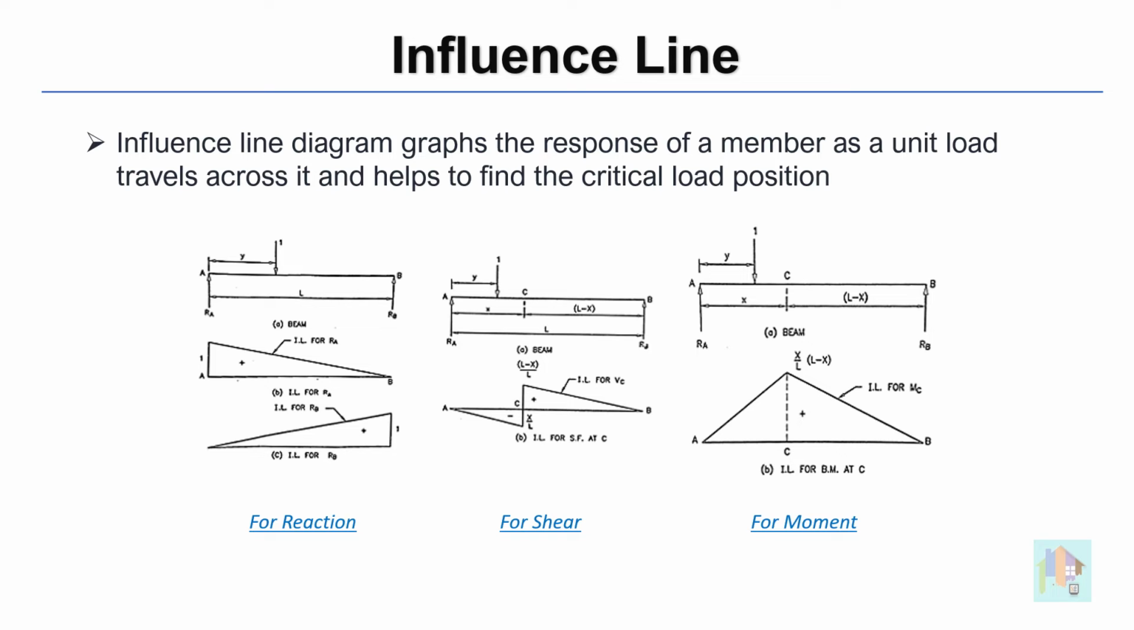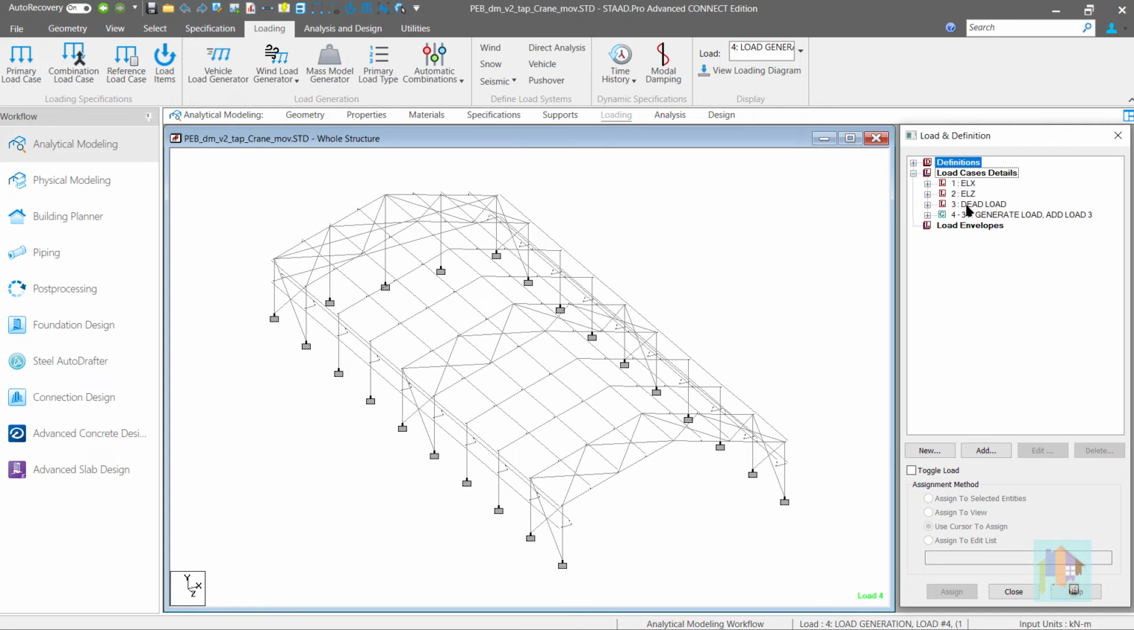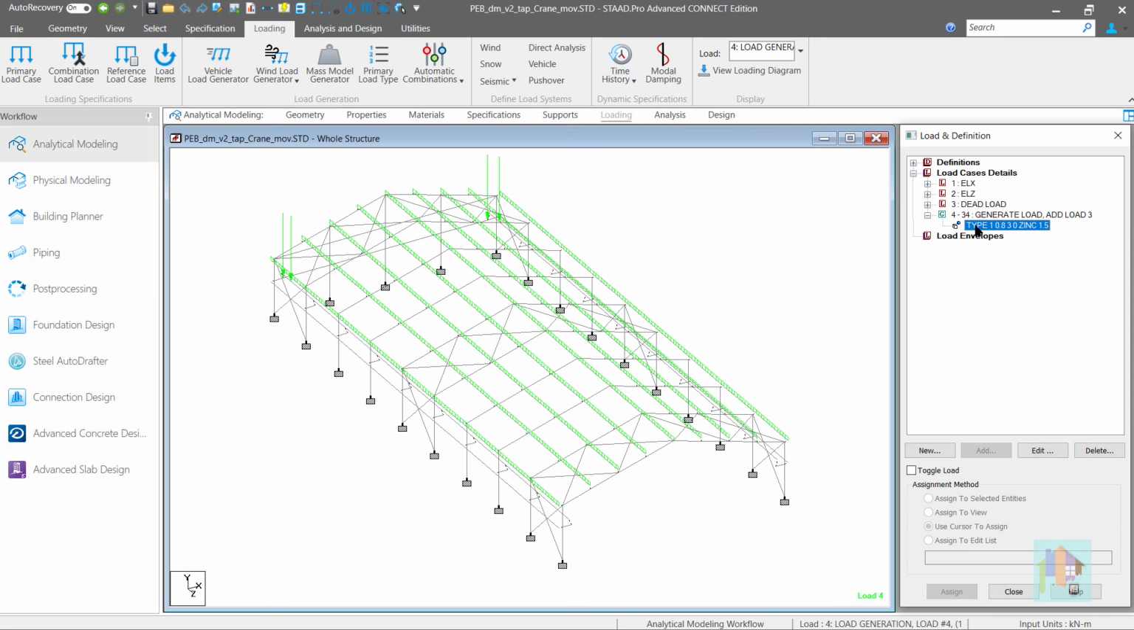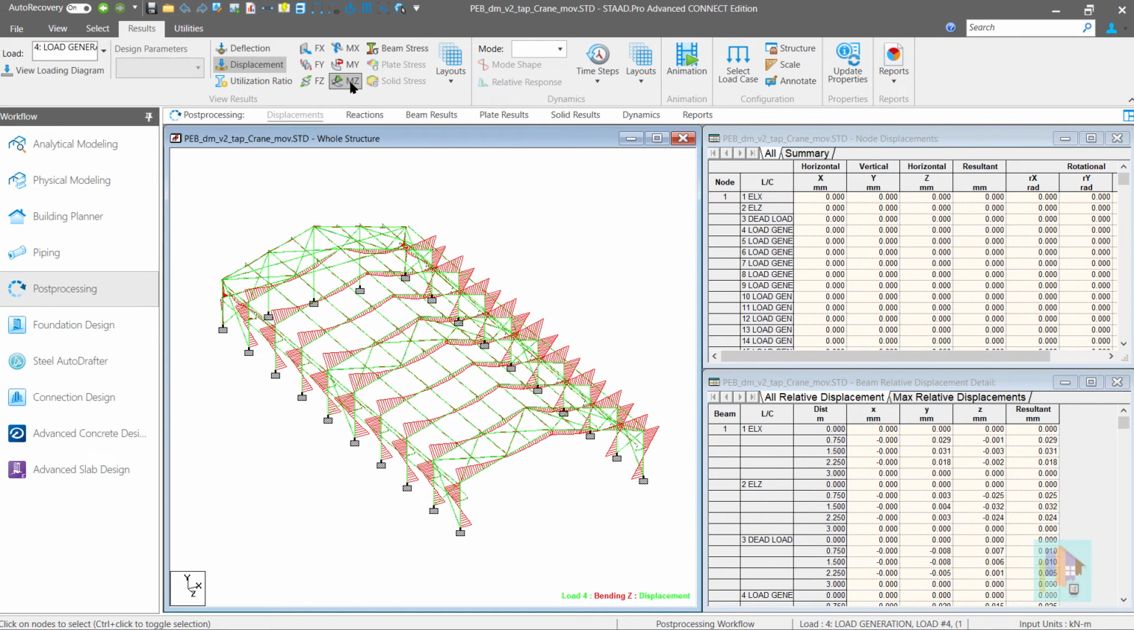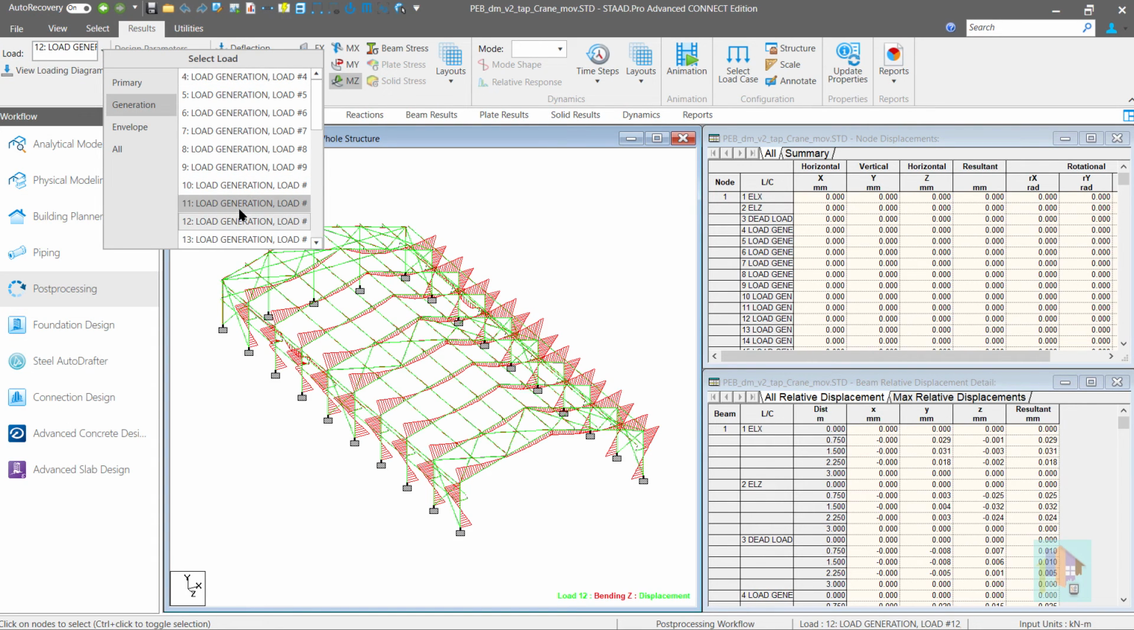considering different positions of the load. Influence line graphs the response of a member as a unit load travels across it and helps to find the critical load position which generates the maximum result. It is an approximate approach, and if there are multiple loads moving in different directions, it does not provide an accurate result. The best solution is to go for an accurate analysis where we can capture the complete movement of one or multiple vehicles on the structure and find out the most critical condition by reviewing the analysis results. And this can be achieved using moving load analysis.